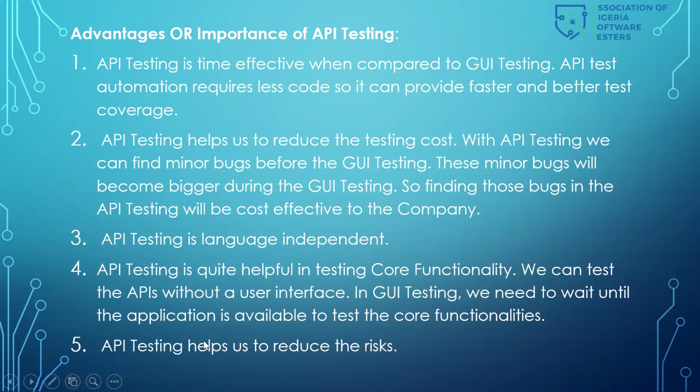So API testing in general helps us to reduce the risk that might cause vulnerability that might come with any testing. So we also get to take that from there.